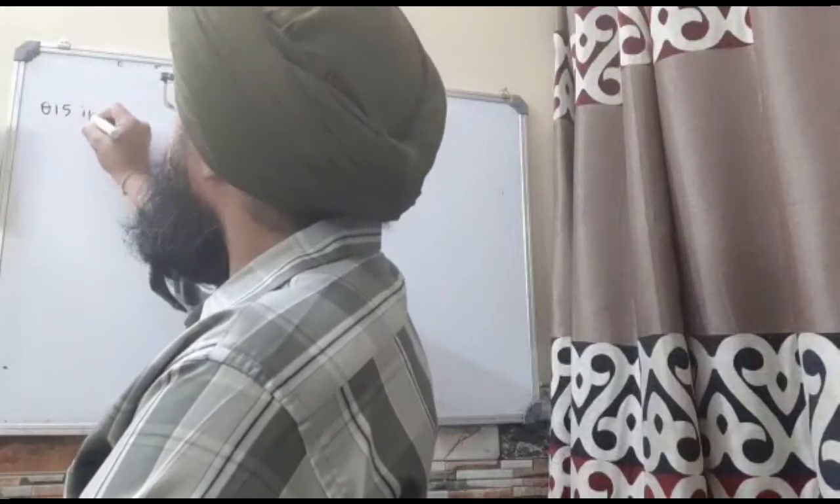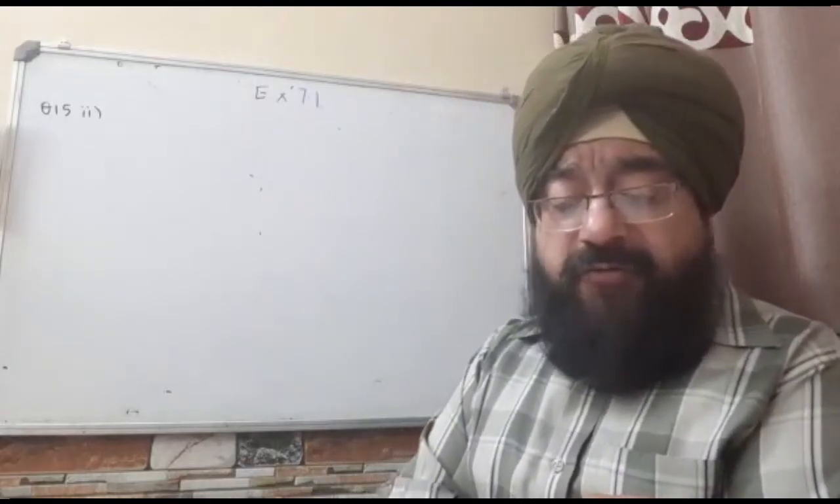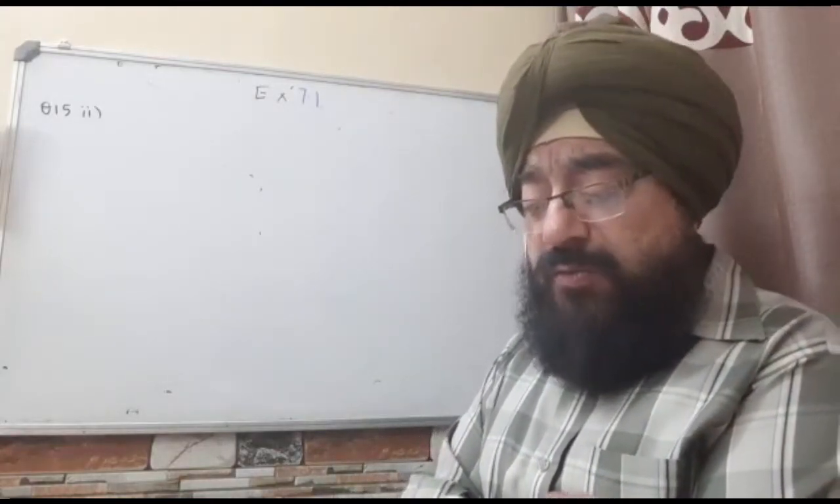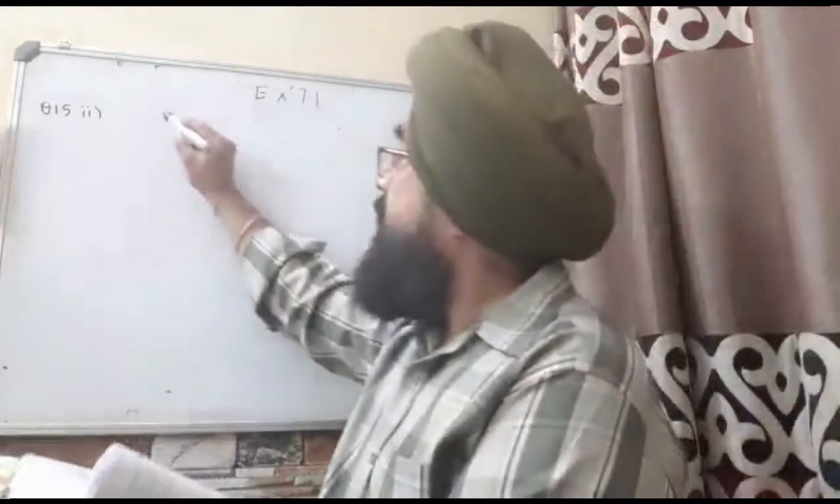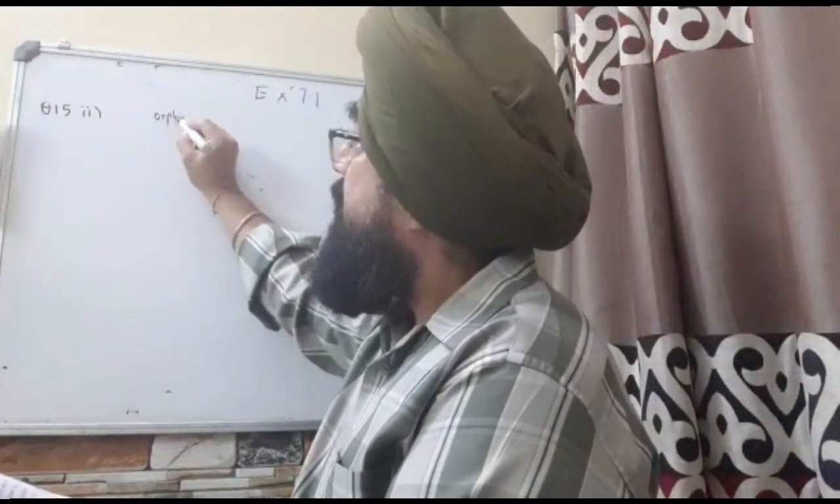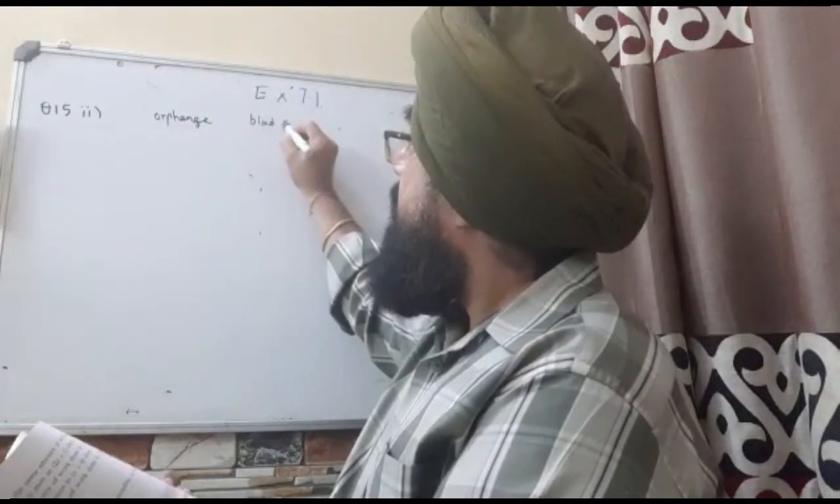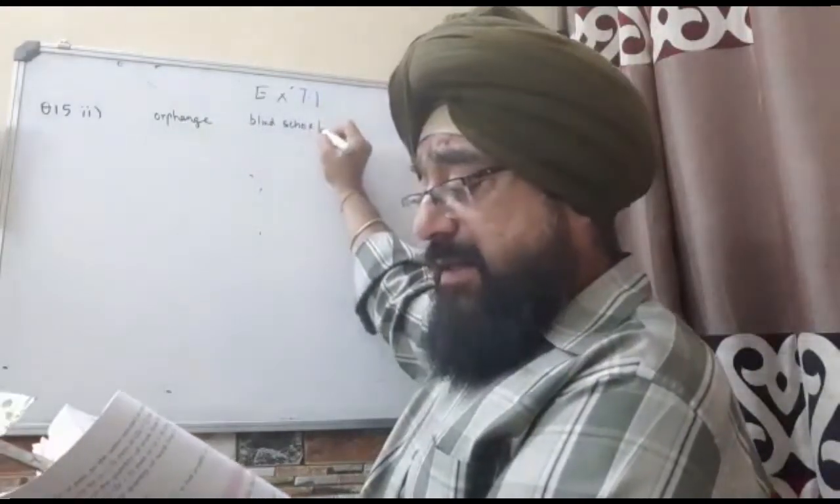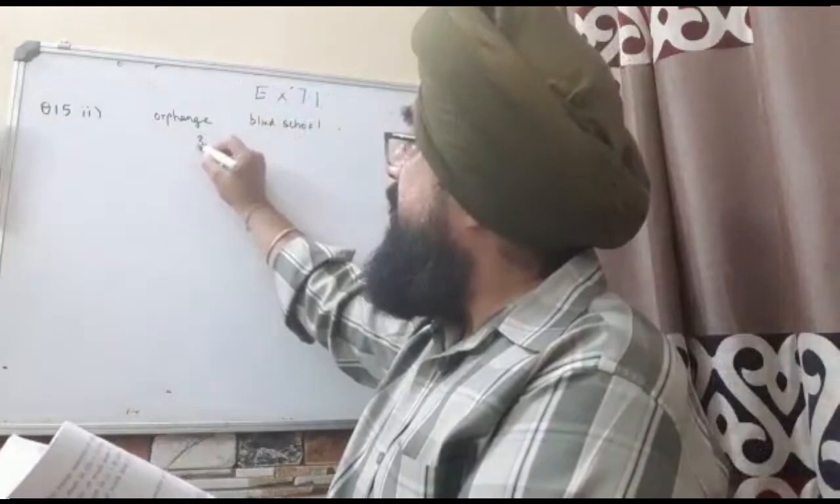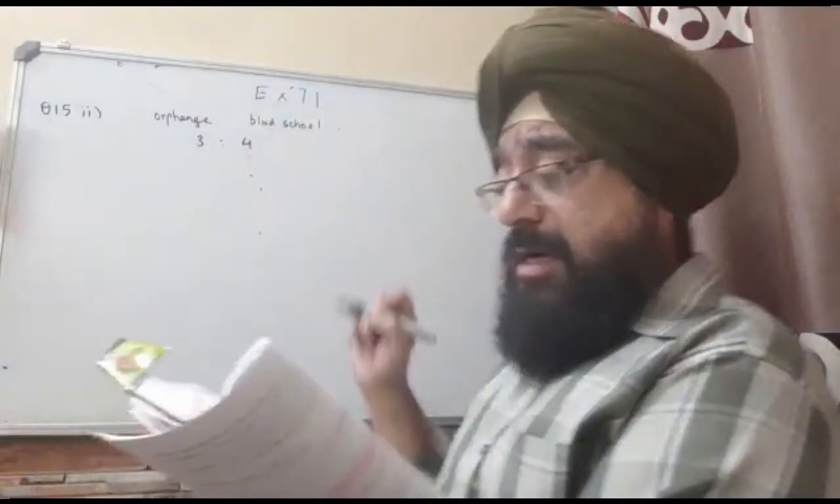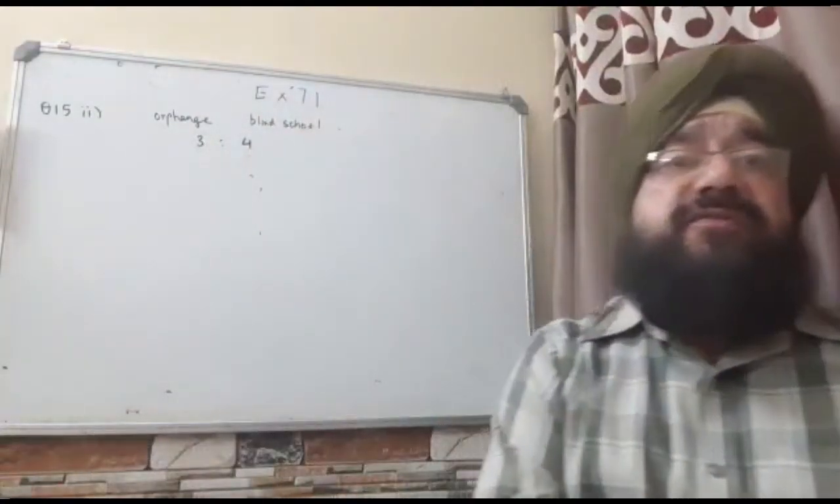From exercise 7.1, it says a school collected rupees 2100 for charity. It was decided to divide the money between an orphanage and a blind school. So I have got one orphanage here and one blind school, and the money has to be divided between them in the ratio 3:4. How much money did each receive?